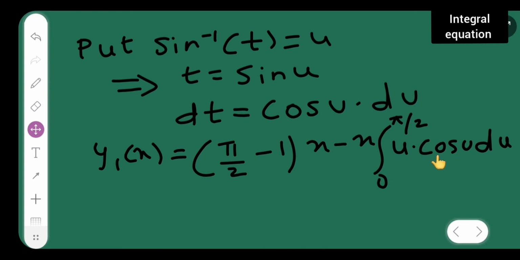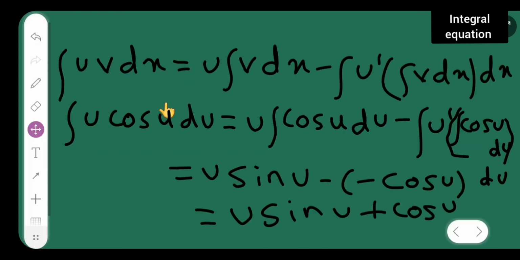Now what is the integral of this? For that I need to do integration by parts. This is the rough page, okay? I have written the formula over here. Now u is u only, and v is cos u du. So u is as it is, then I will have to integrate this cos u du, minus u dash, and then the integral of cos u du with respect to u only.